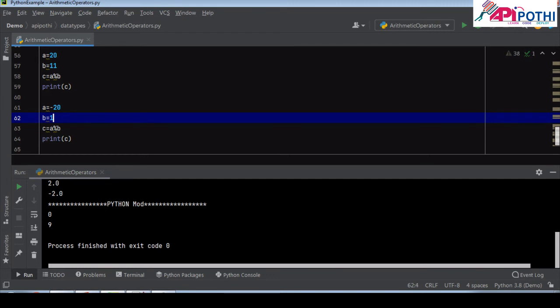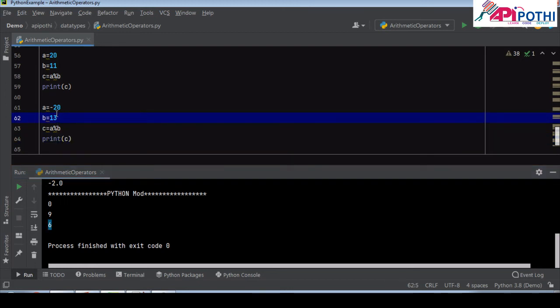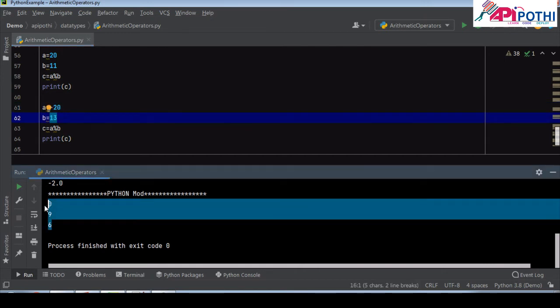Give something else here. Now if you print it, if we divide 20 by 13, we will get remainder as 6. Remainder will not come in negative, right? So that's the reason it is giving the remainder. This is basically the remainder value.